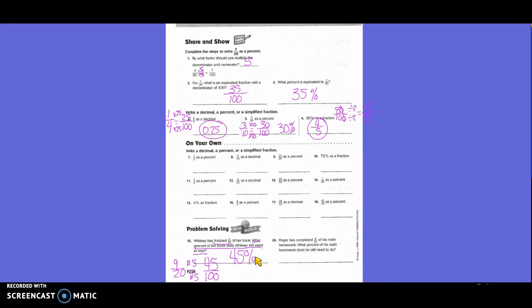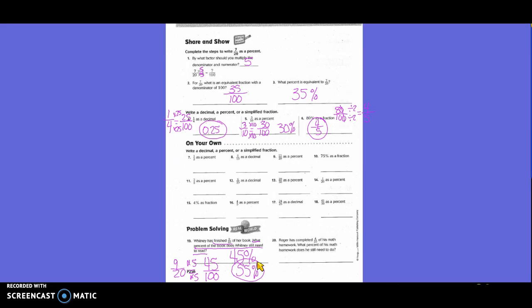Why is 45% not correct? Because that's what she has read, and they want to know how much she still has to read, right? So what would my answer be? 55%. So make sure you read those questions very carefully, because yes, you found part of the answer, but they wanted to take it one more step past that.